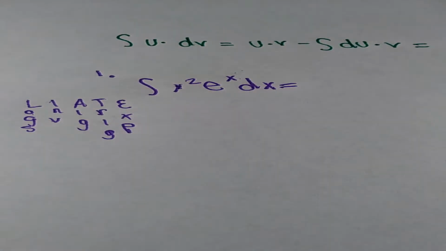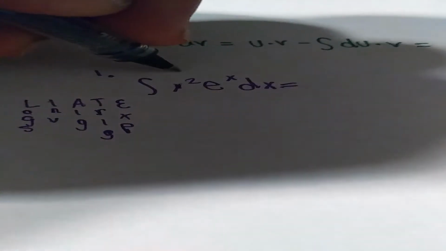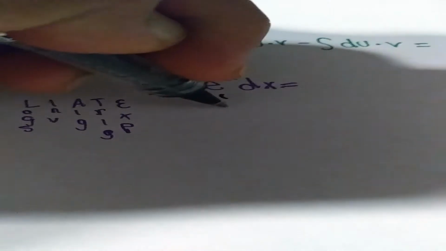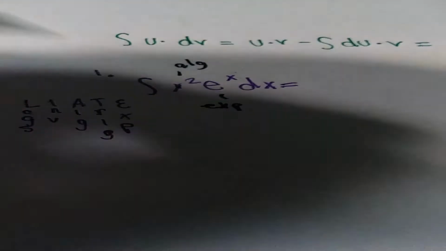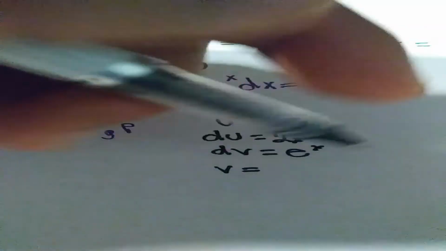So in this, we see an algebraic function and an exponential function. Well, again, if we go in the order of which should be our u first, according to LIATE, algebraic comes before exponential. So we're going to go ahead and say u is equal to x squared, du is equal to 2x, dv is equal to e to the x. Common knowledge, you should know that the integral of e to the x is simply e to the x.